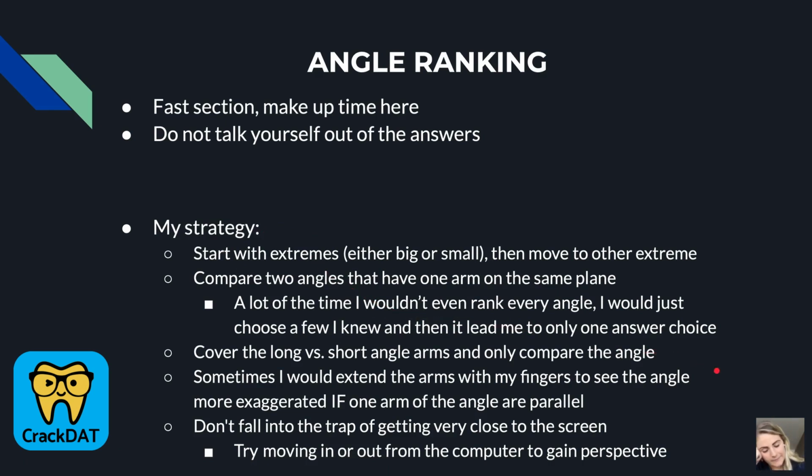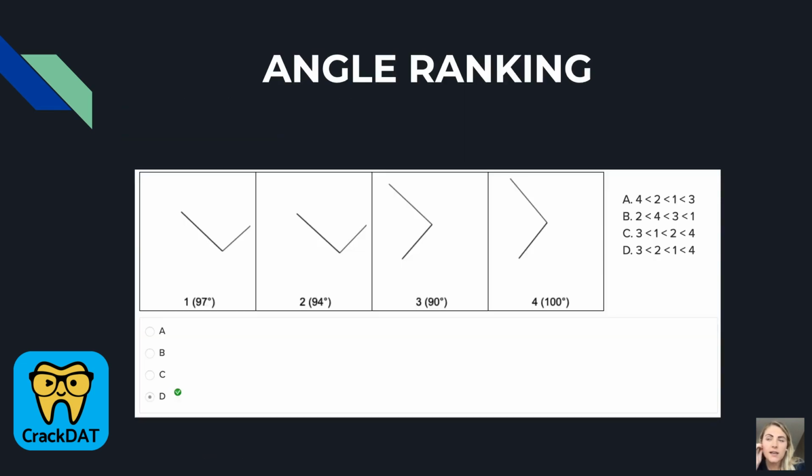And then cover the long versus short arms and only compare the angle. So these two are set in the same plane. These two are set in the same plane. So what I would do first is I would definitely be comparing these two, and only these two. I wouldn't ever try to compare that, because it's harder to visualize exactly what the comparison angle is when these are on such different planes.